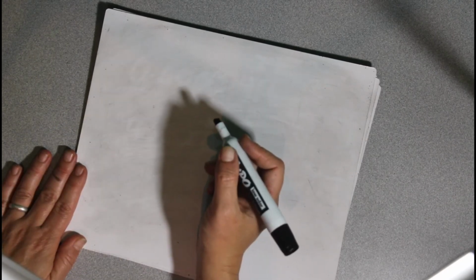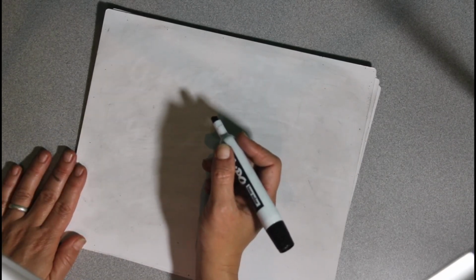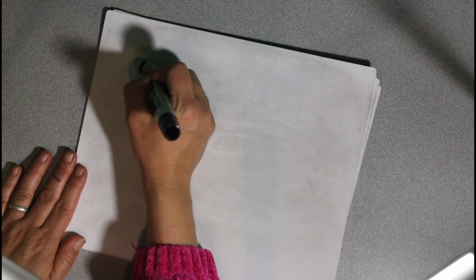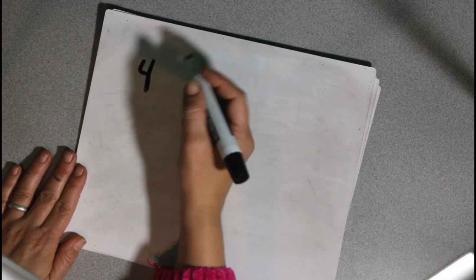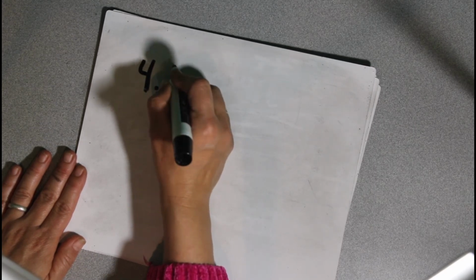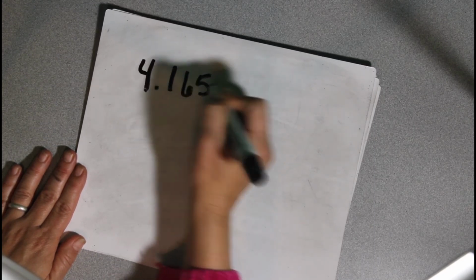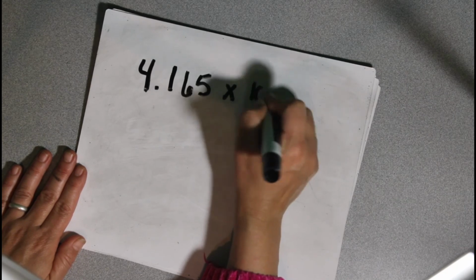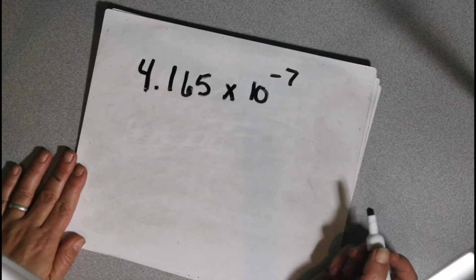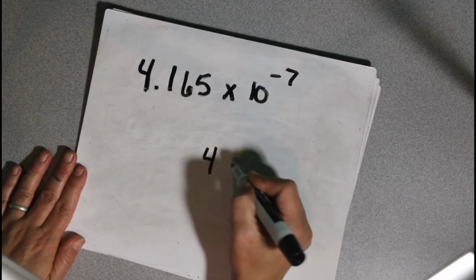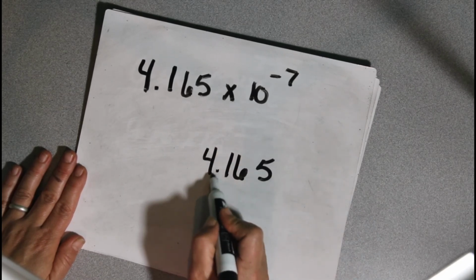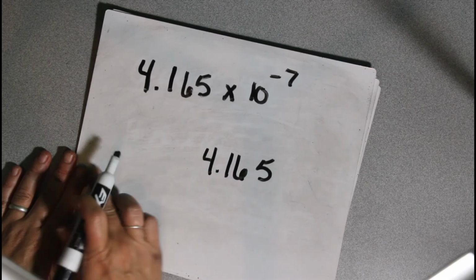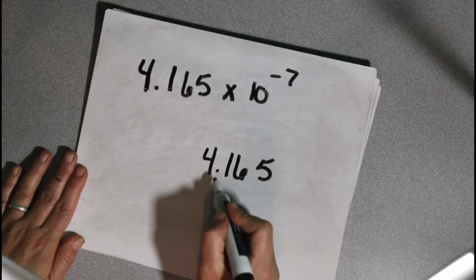All right, let's see if there's another one that I can do. Okay, so let's say that they give you a number written in scientific notation, and then you have to turn it into a regular number. 4.165 times 10 to the negative 7. All right, so I'm going to write this 4.165, and the negative 7 means I'm going to have to go backwards. I'm going to end up with a lot of zeros before my decimal there.